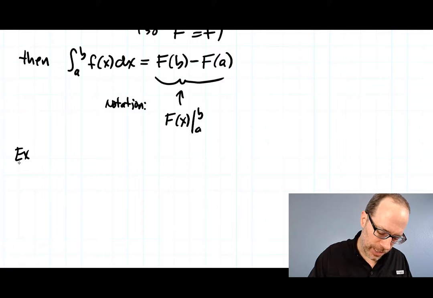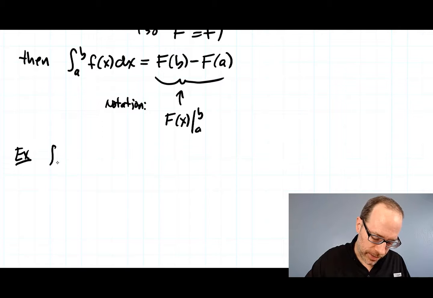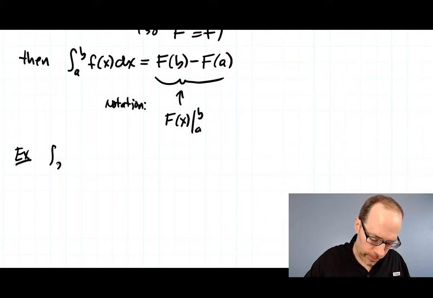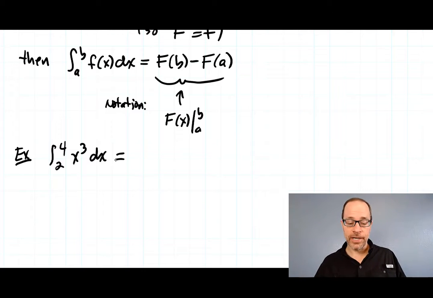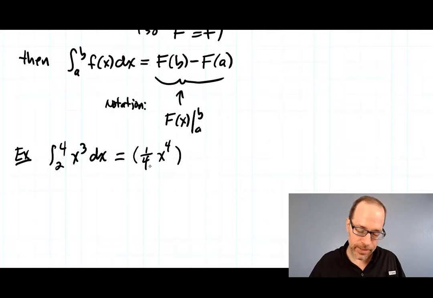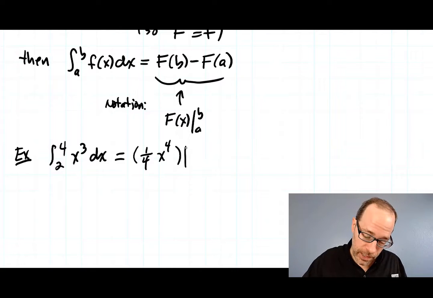This lets us do a ton of integrals really easily. So for instance, we can do the integral from 2 to 4 of x cubed dx. Well, the theorem says find an antiderivative for x cubed. So x cubed had to come from x to the fourth. And since the fourth comes down, we want to kill it. This is an antiderivative, 1/4 x to the fourth. And we evaluate it from 2 to 4.